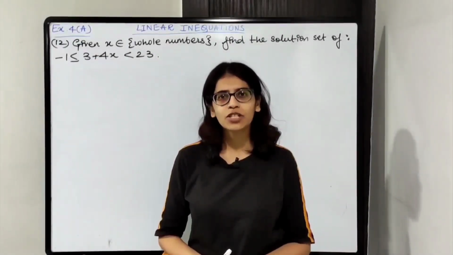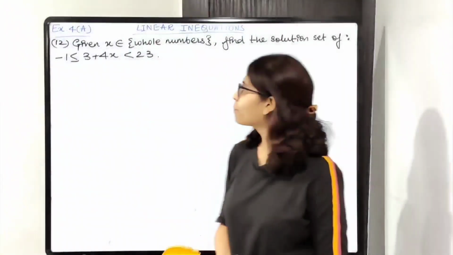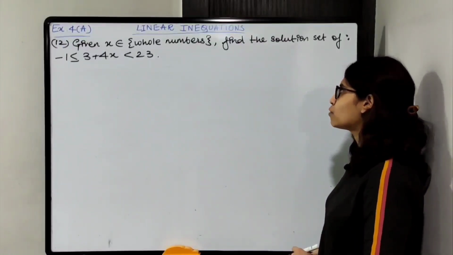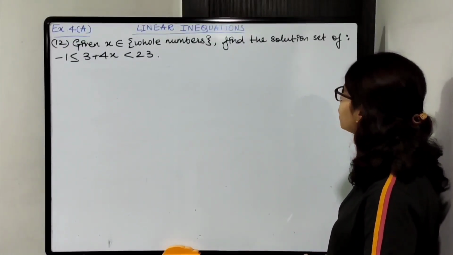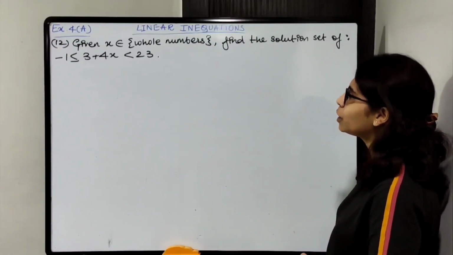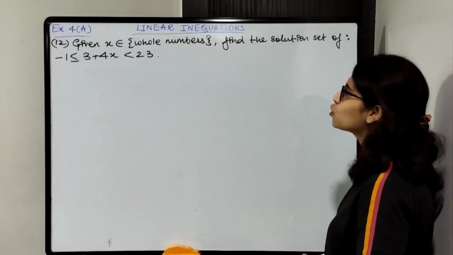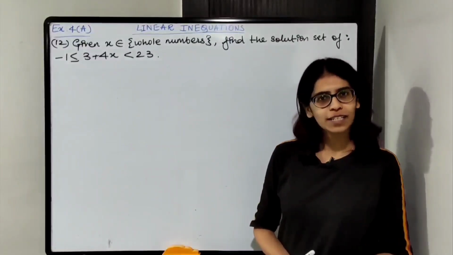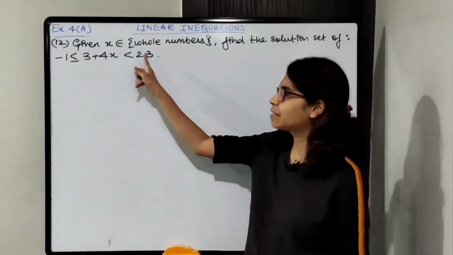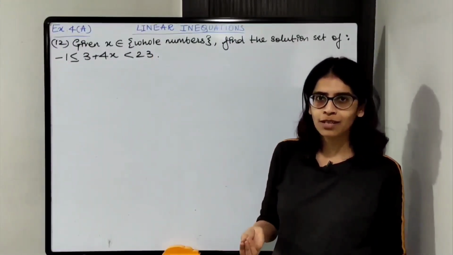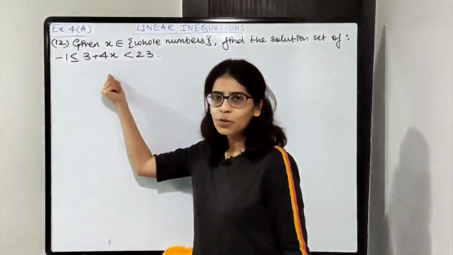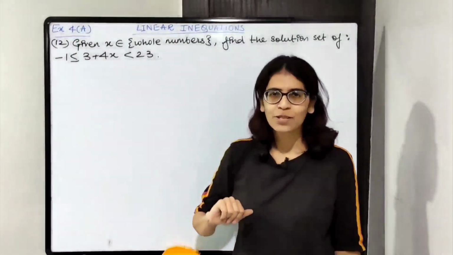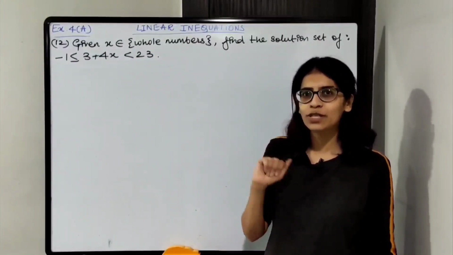Let's read the next question, question number 12. Given that x belongs to the set of whole numbers, find the solution set of -1 less than or equal to 3 plus 4x, which is less than 23. So we have to find the solution set and the replacement set is given. It is the set of whole numbers. But first we need to solve this inequation. ये solve करना है.